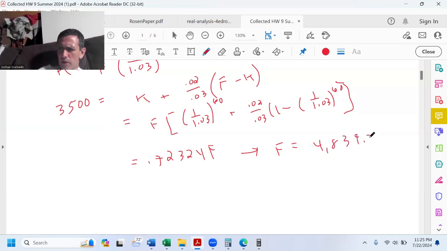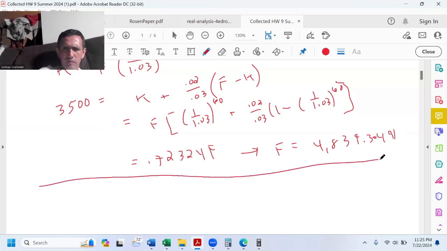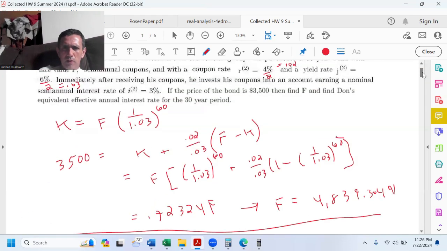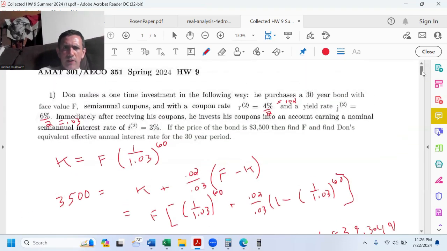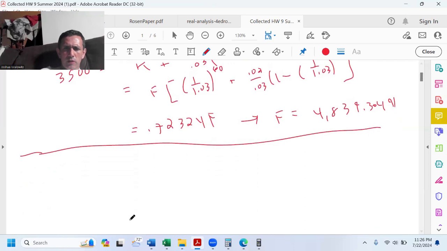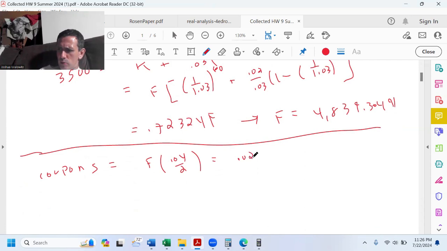4,839.30491. All right. So we have an investment. You invest 3,500. Let's see what you get after reinvesting your coupons. So coupons are F times 0.04 over 2, so it's 0.02 F.